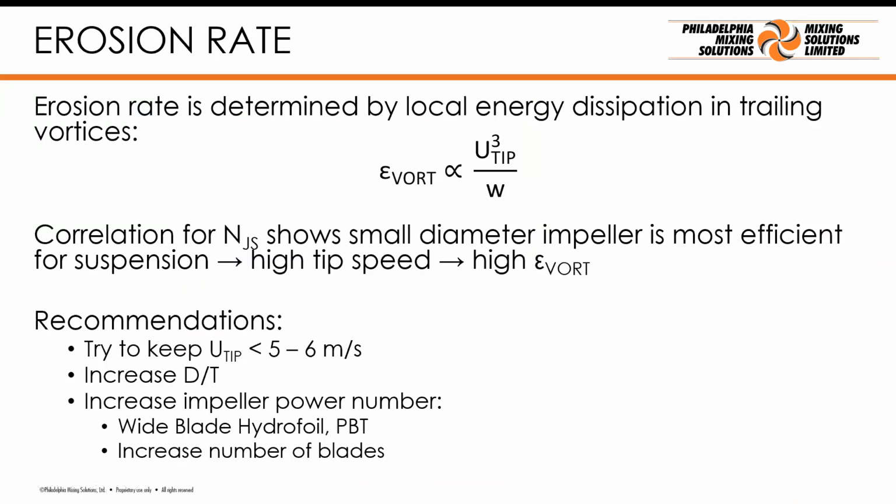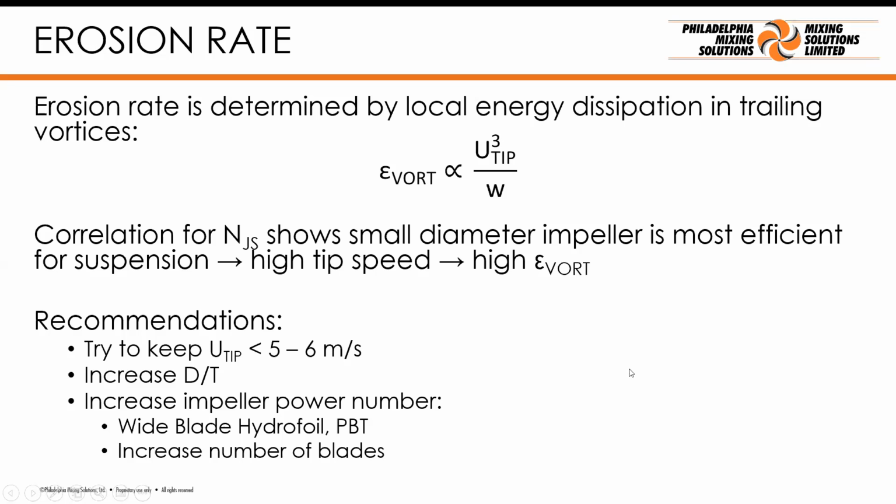The erosion rate is determined by the local energy dissipation rate in the trailing vortex, which is a function of the tip speed cubed and the projected height of the blade. So the correlation for the just suspended speeds shows that a small diameter impeller is most efficient for suspension: high tip speed, high energy dissipation rate.